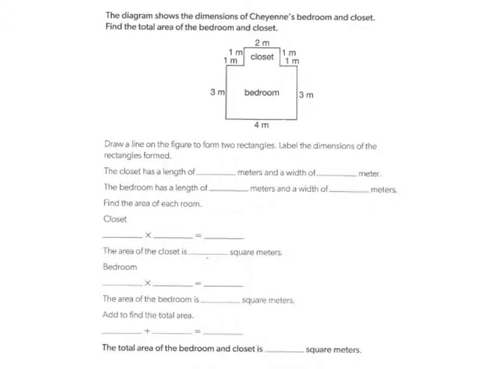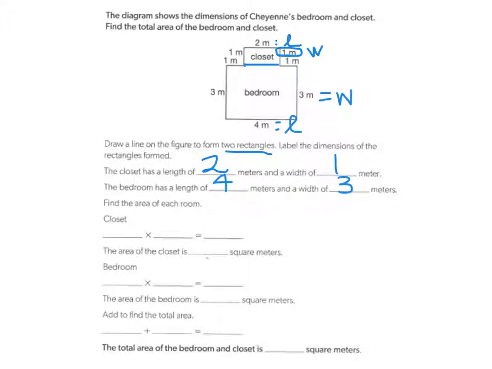So first it says to draw a line to form two rectangles. Label the dimensions of the rectangles formed. So I'm going to draw a line here. So I see that we have a length of 2 meters. I see that we have a width of 1 meter. The closet has a length of 2 meters and a width of 1 meter. The bedroom has a length of 4 meters and a width of 3 meters.